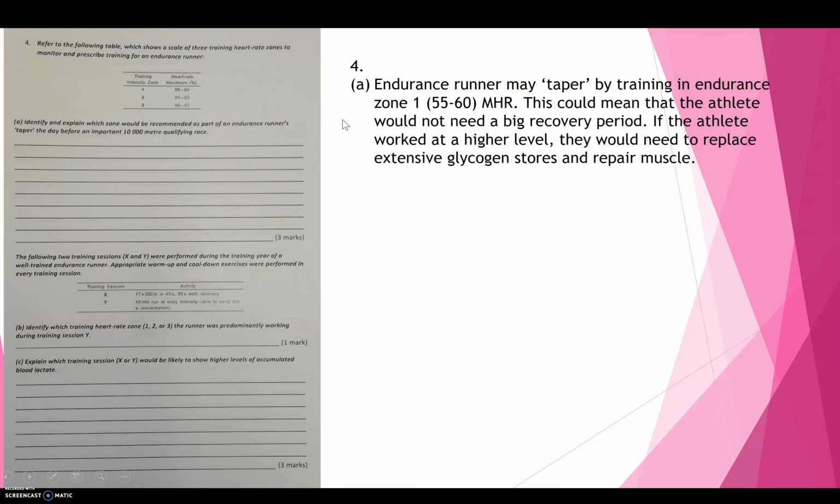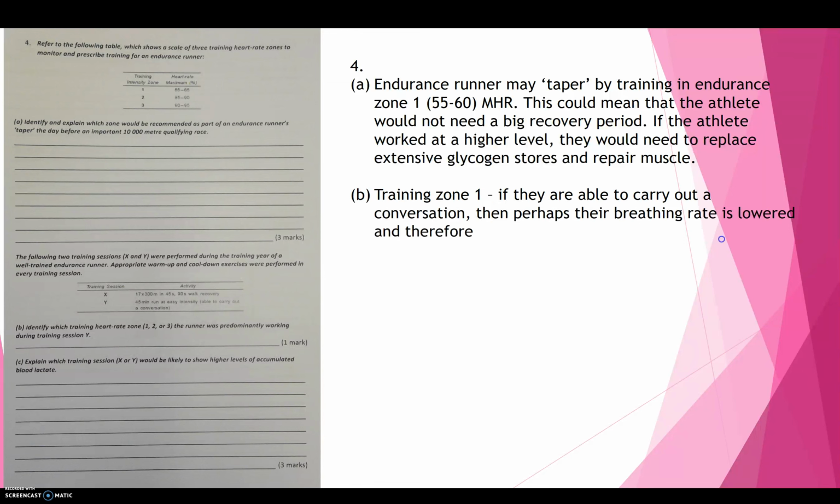4. Identify and explain which zone would be recommended as part of an endurance runner's taper the day before a 10,000 metre event. Now, some people got this right, some people were a bit unsure, but when we're looking at taper, we want to be working in zone 1. Why? This means that the athlete would not need a big recovery period. If the athlete worked at a higher level, they would need to replace extensive glycogen stores and repair muscles and things like that. So they would be working in that lower zone.